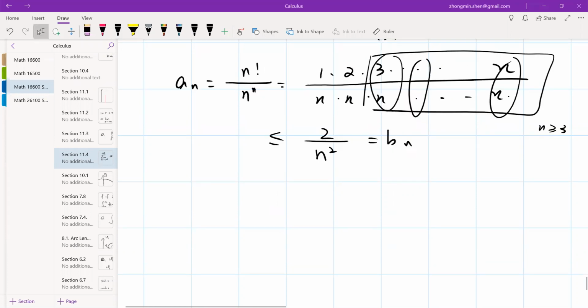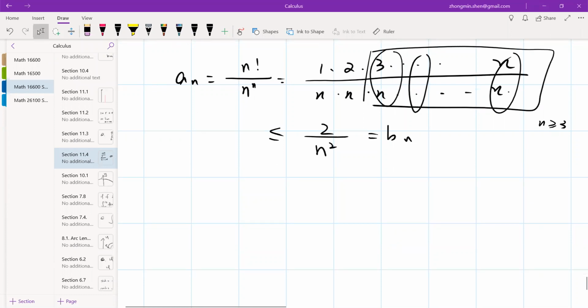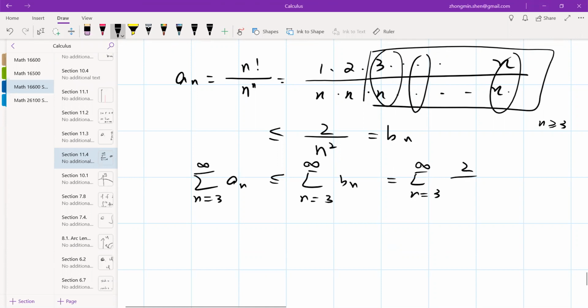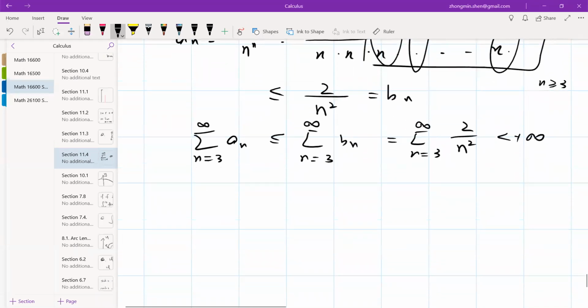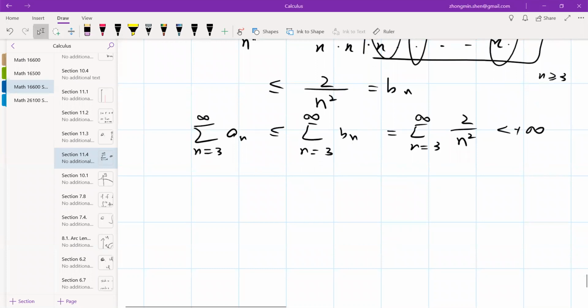Right, so now we have this comparison. So we know that for n greater than 3, the sum of 2 over n squared is going to be finite just because of the p-series test. It's going to be finite. Okay, so then we are done with the problem.